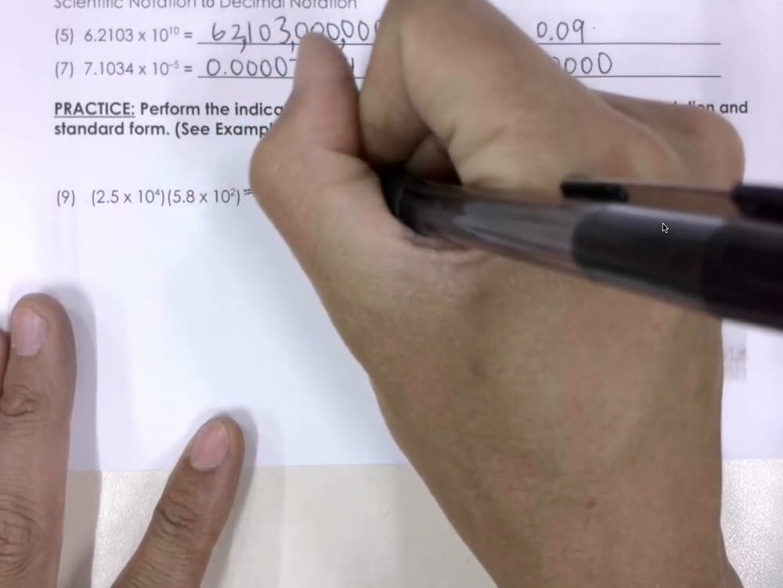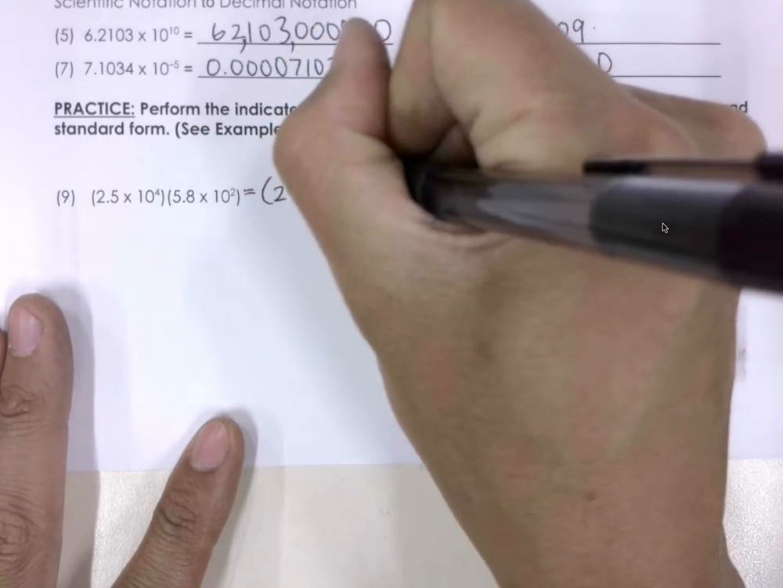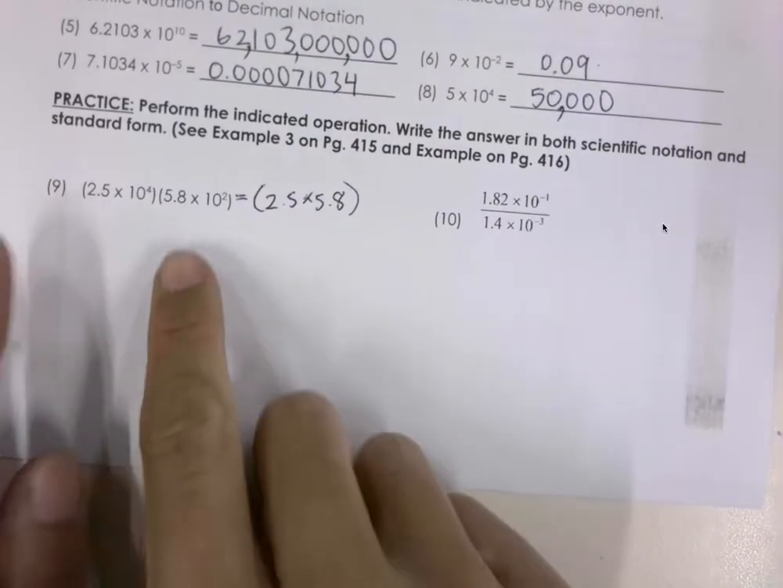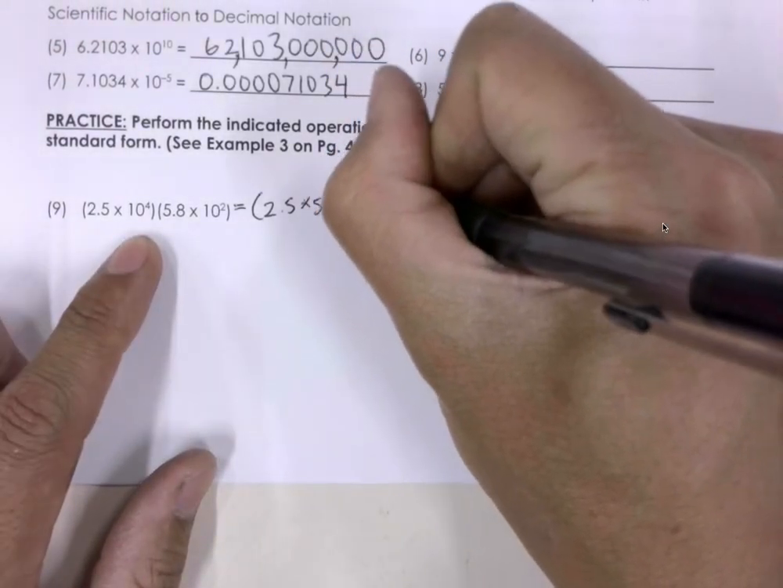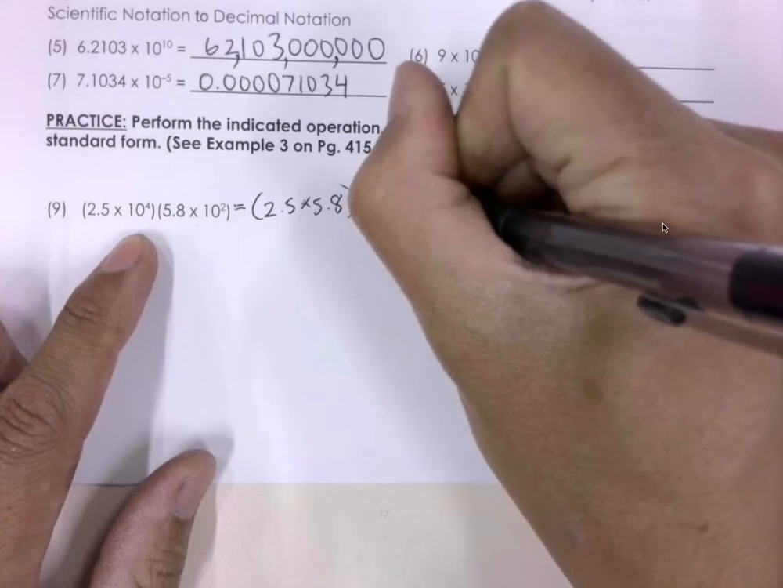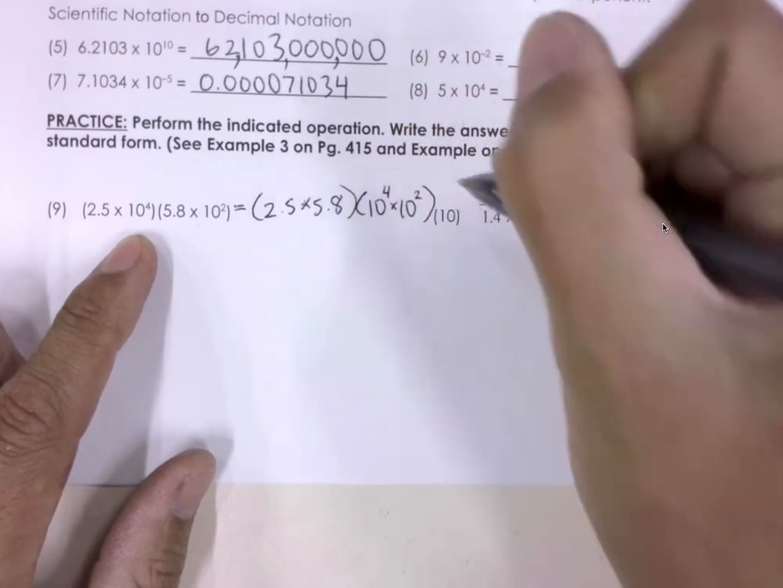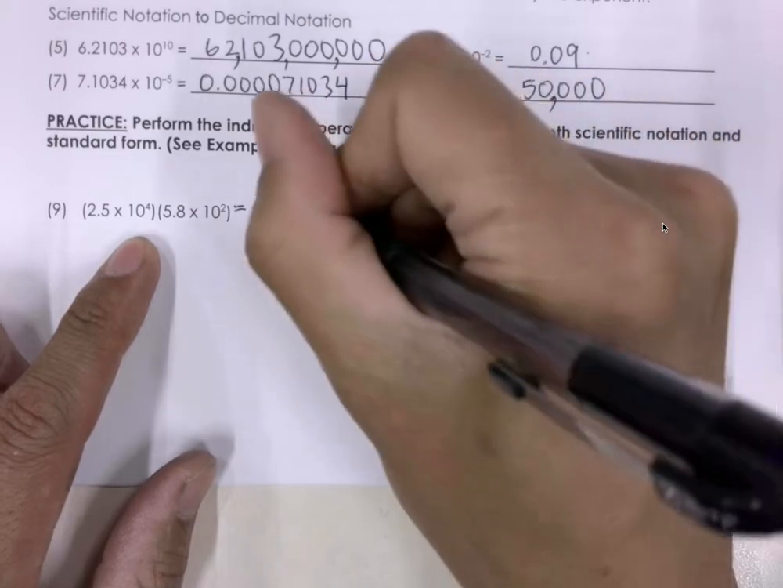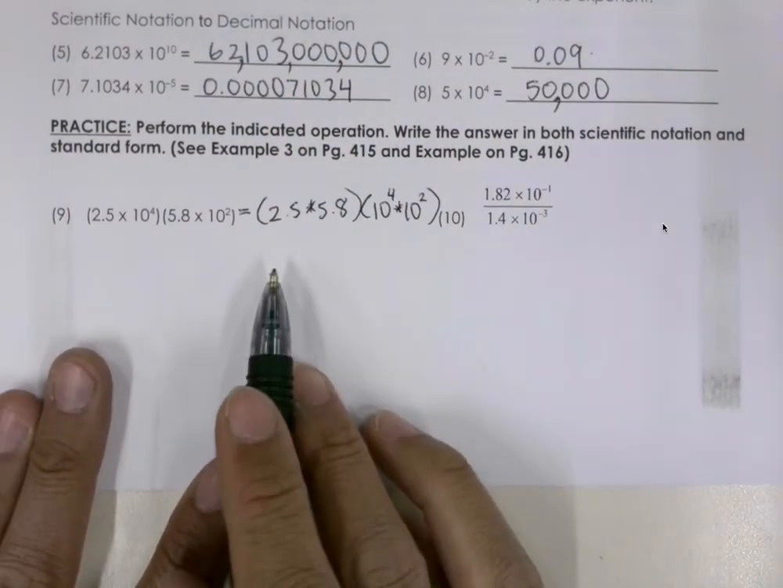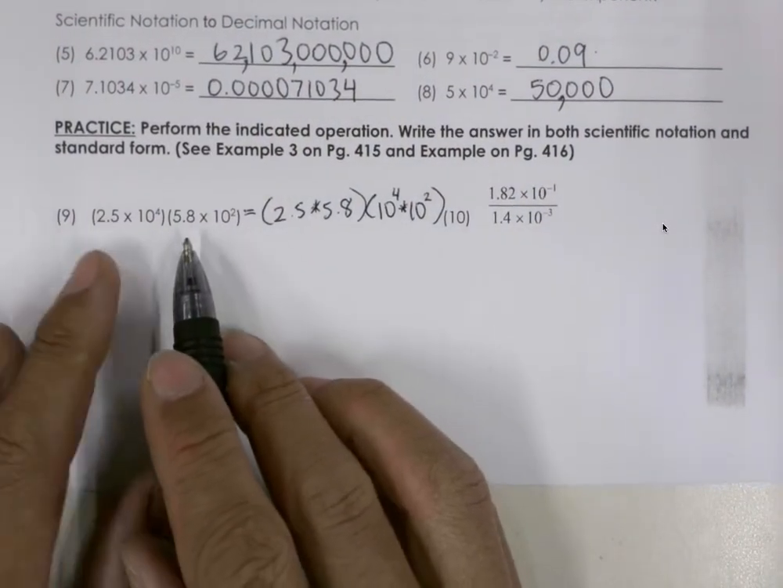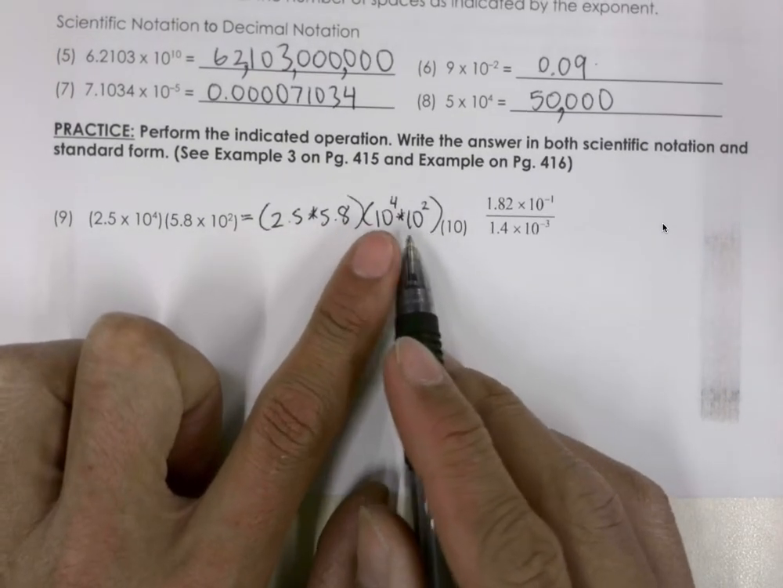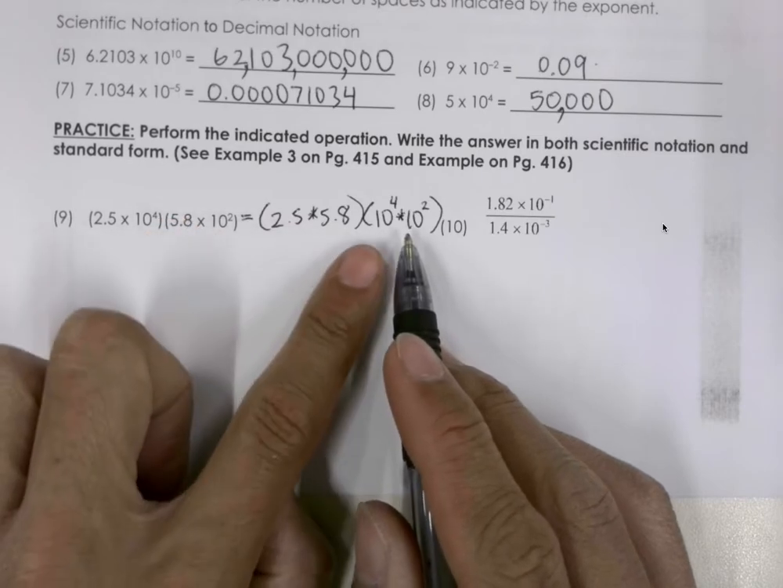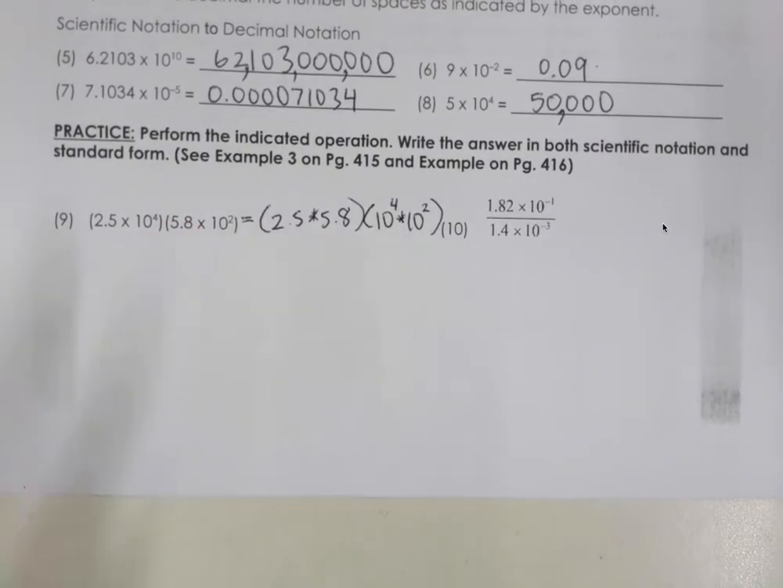times 5.8, times both of the prefixes together, and then we'll say that's multiplied by 10 to the 4 times 10 to the 2, like that. So what are we doing here? We're multiplying the prefixes, and then we're multiplying that by the powers of 10 multiplied together. Okay. So let's go ahead and work this out.